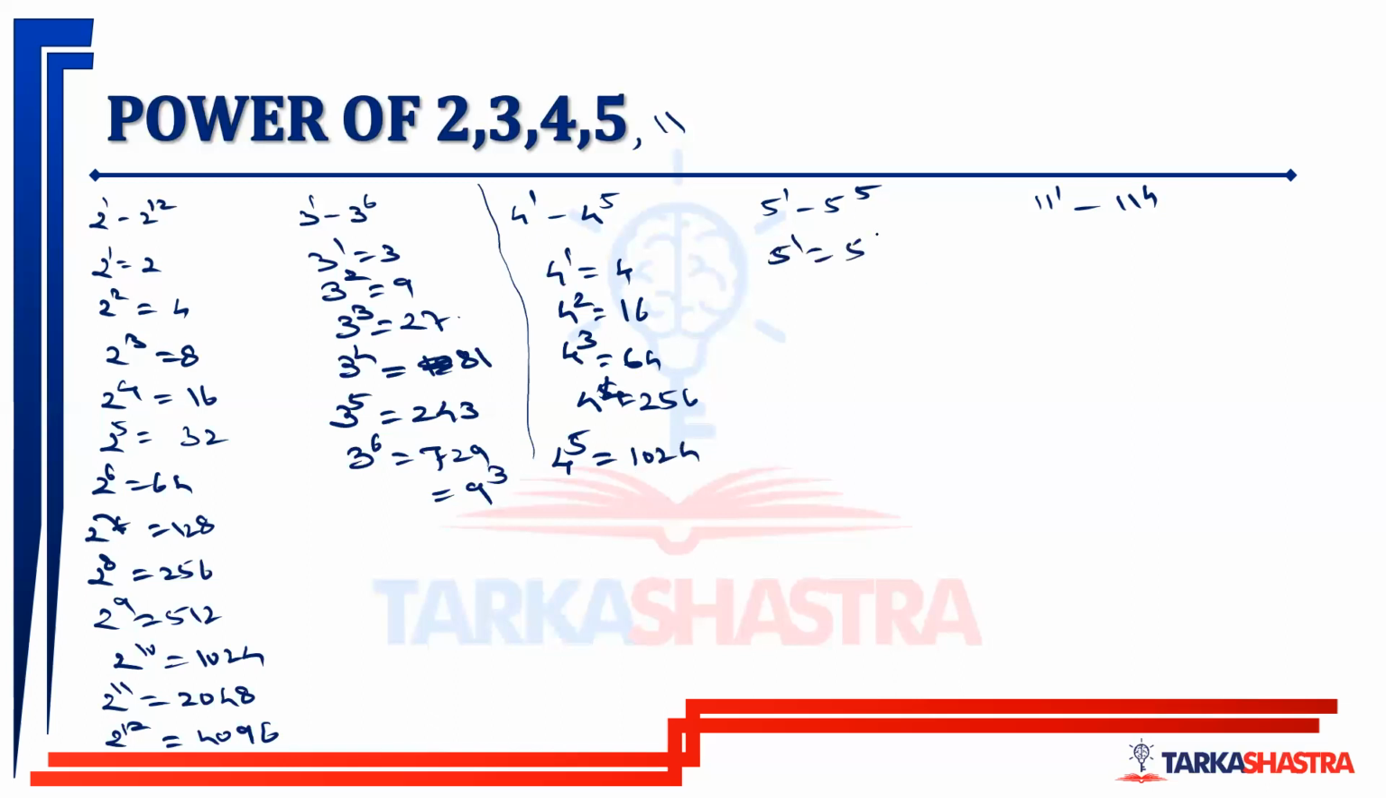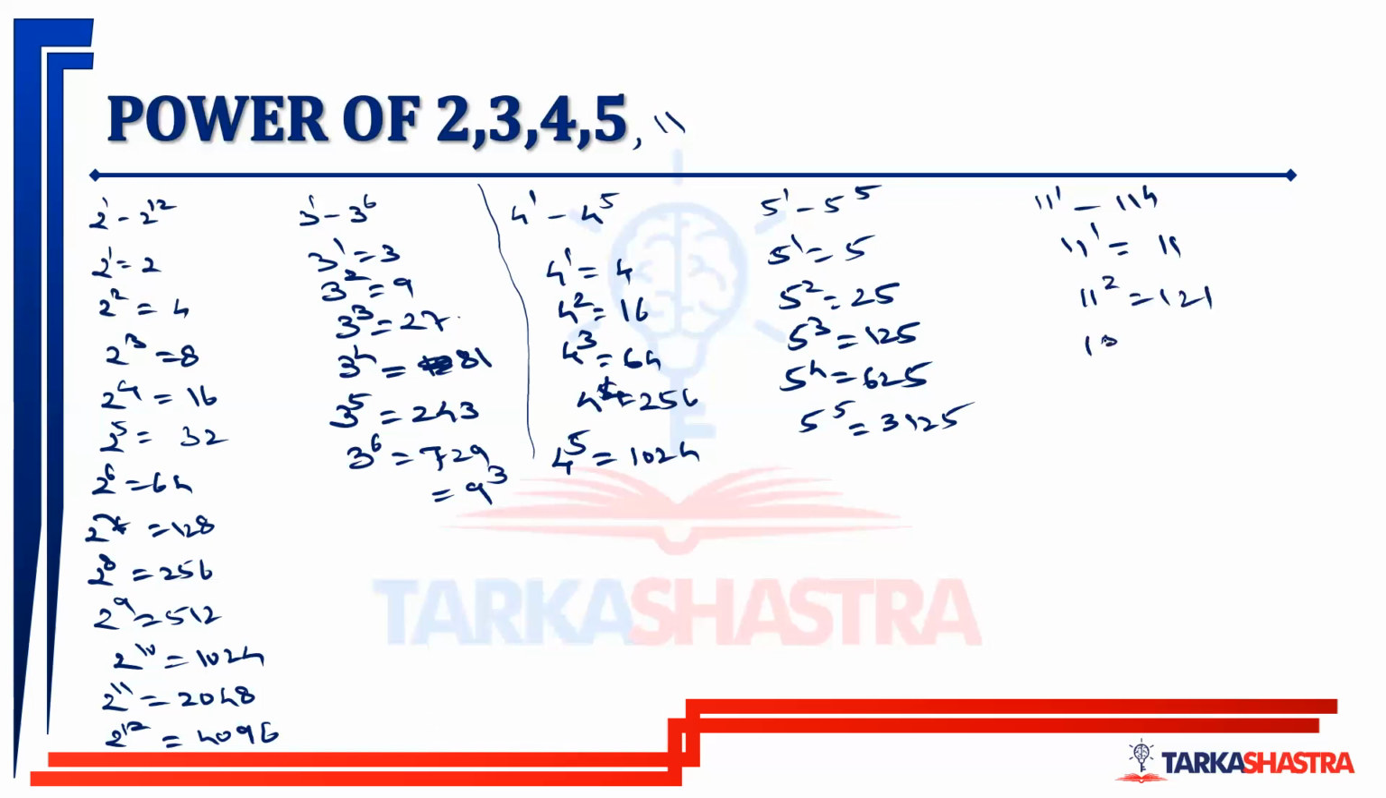Then 5 raised to 1 is 5. 5 raised to 2 is 25. 5 raised to 3 is 125. 5 raised to 4 is 625. 5 raised to 5 is 3125. And then comes 11 raised to 1, which is 11. 11 raised to 2 is 121. 11 raised to 3 is 1331. And 11 raised to 4 is 14641. Okay, you need to remember all of these.